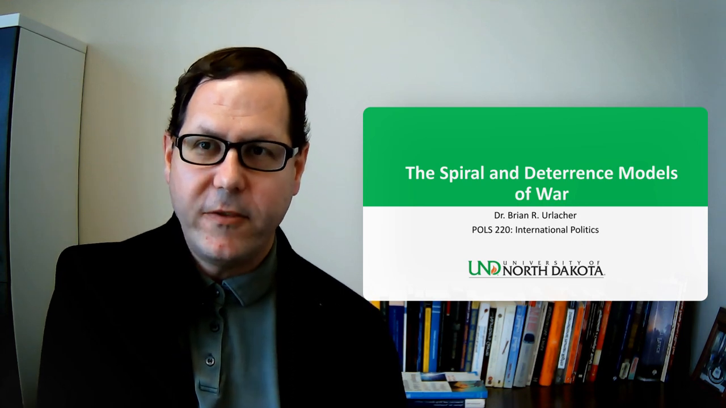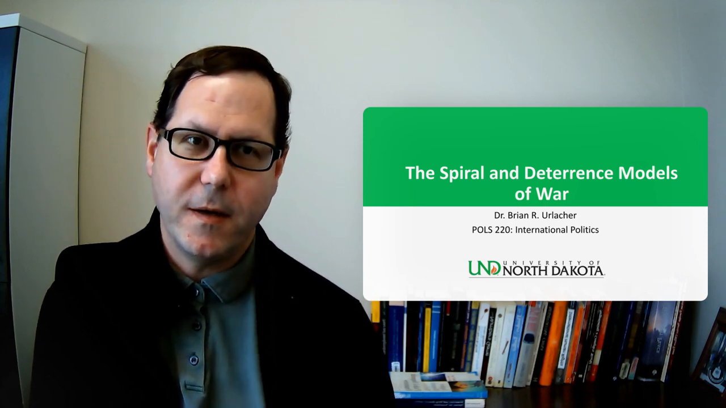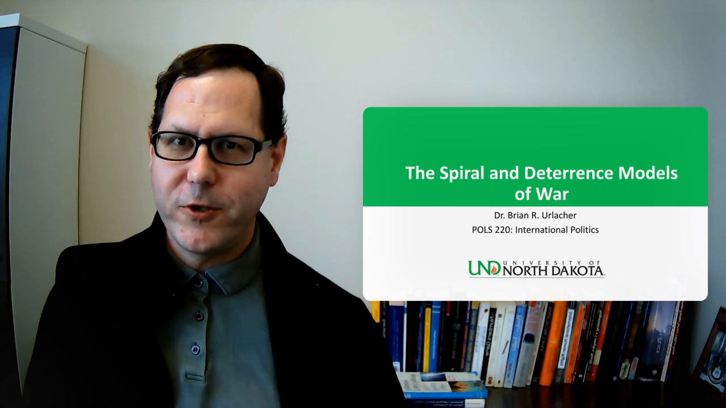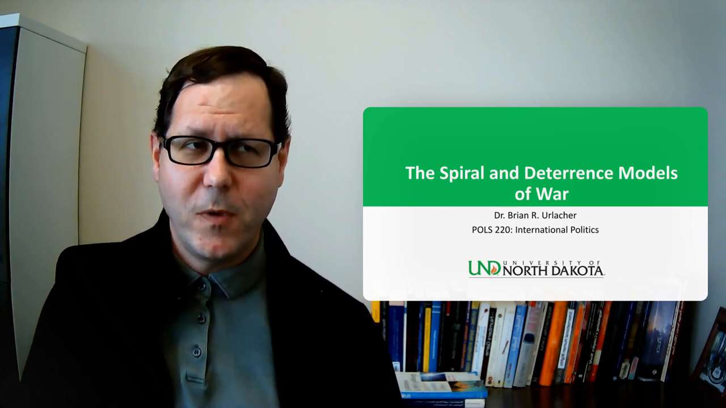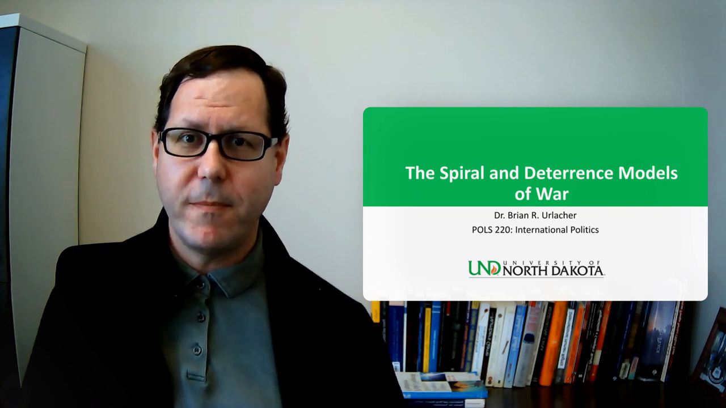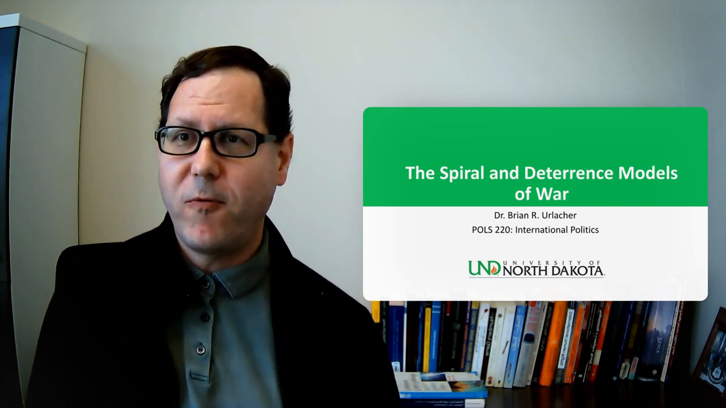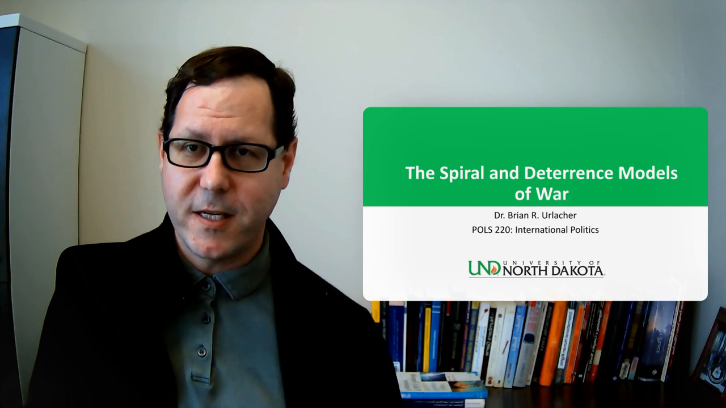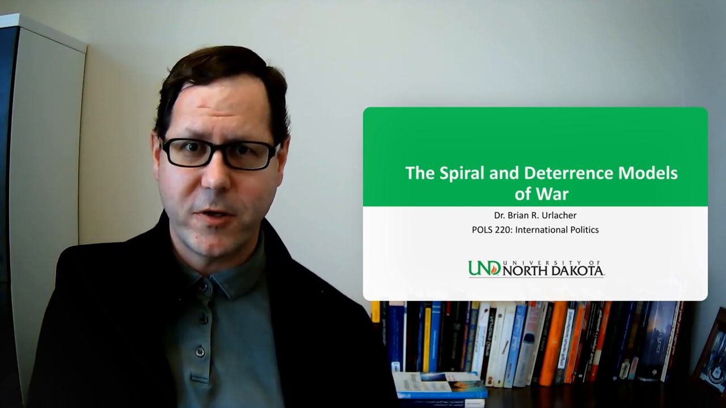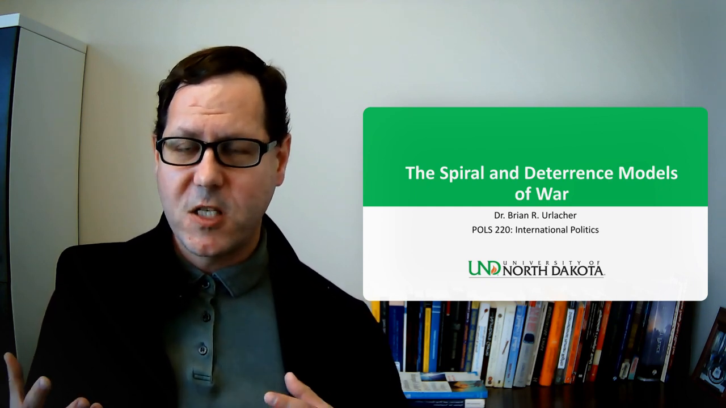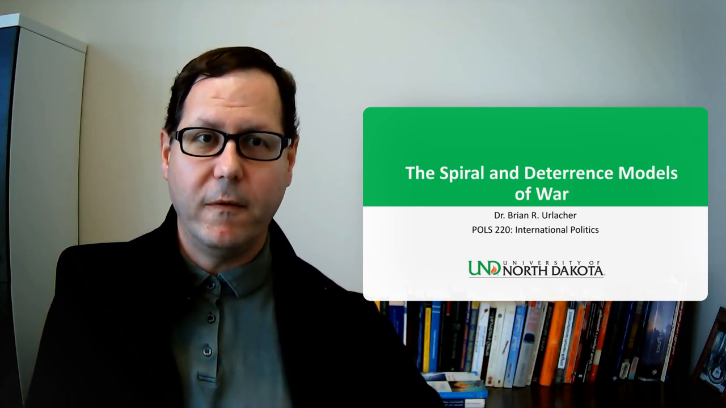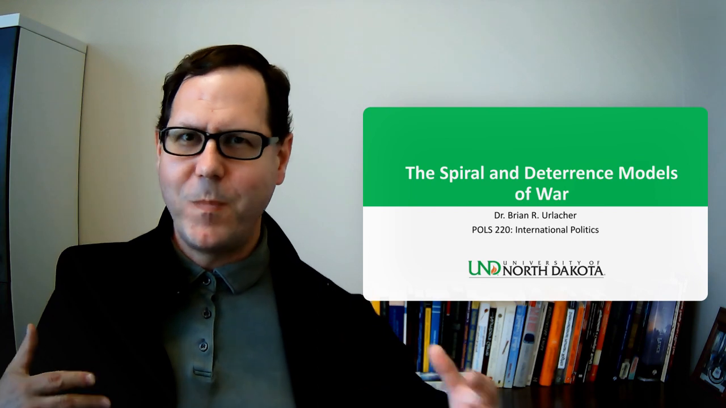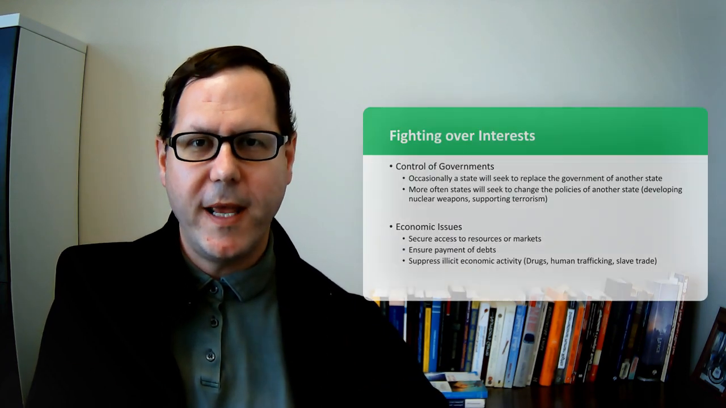So as we start looking at the causes of conflict in the international system, I think it's important to understand one of the foundational ways that political scientists think about the causes of conflict and why states end up fighting. And this is something that was put forward by Robert Jervis in his discussion of perception and misperception in the international system, and the idea of spiral models toward conflict versus deterrence models toward conflict, and how they can be difficult to distinguish which situation you're in.